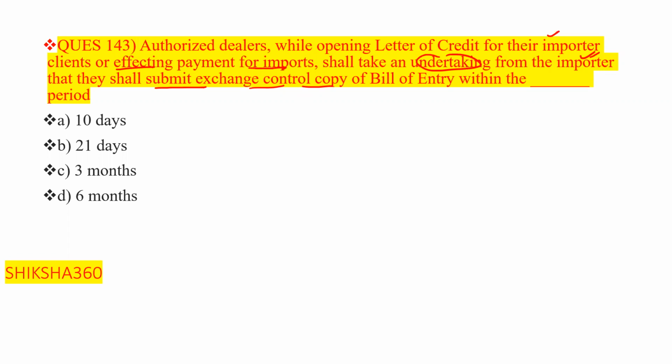of the bill of entry within the period of dash months from the date of payment. So within the dash period: 10 days, 21 days, 3 months, 6 months.